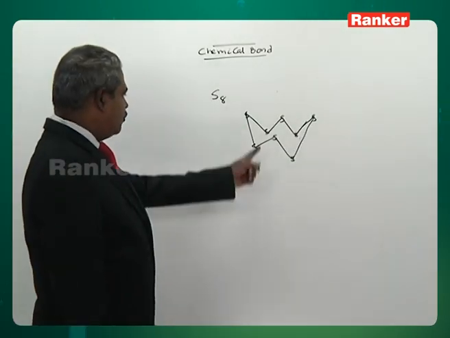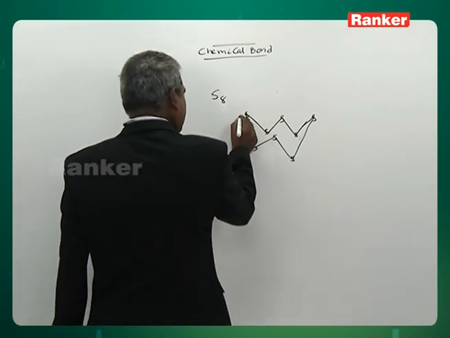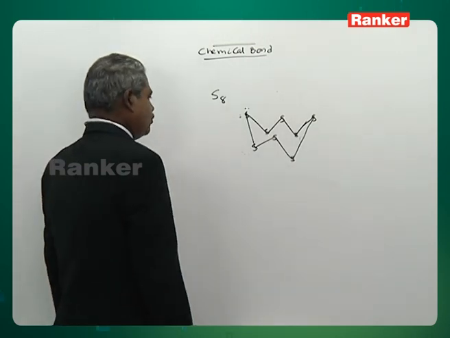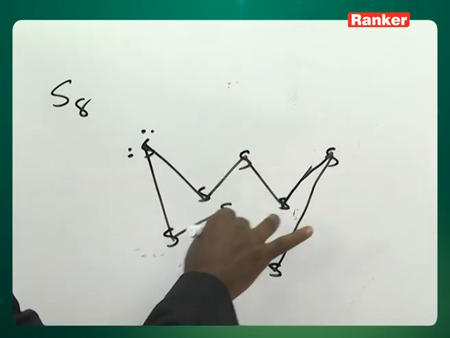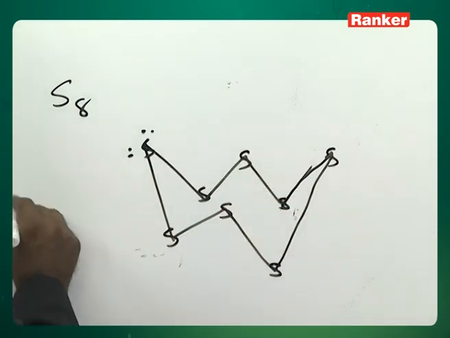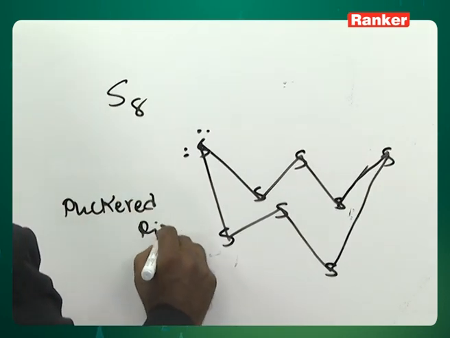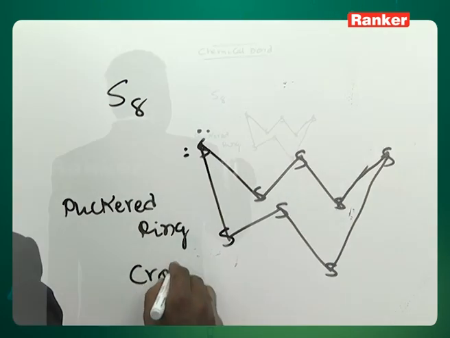You have got a crown-like structure or a puckered ring structure because each sulfur is forming two bonds and two lone pairs. Two bond pairs, two lone pairs, V shape. Here also V. Around each sulfur the configuration is V. This is called a puckered ring structure, a puckered ring, or a crown structure.